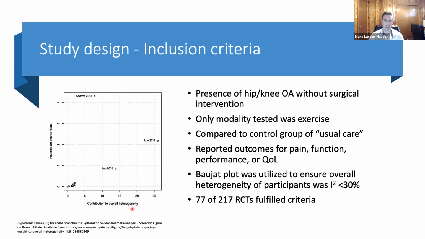Anyway, here we have our contribution to the overall heterogeneity of our study, which is an important thing to look at, because we want to make sure that our population is at least homogeneous enough to be able to compare to one another without having too many outliers overall. And that's what the Baujat plot looks at.